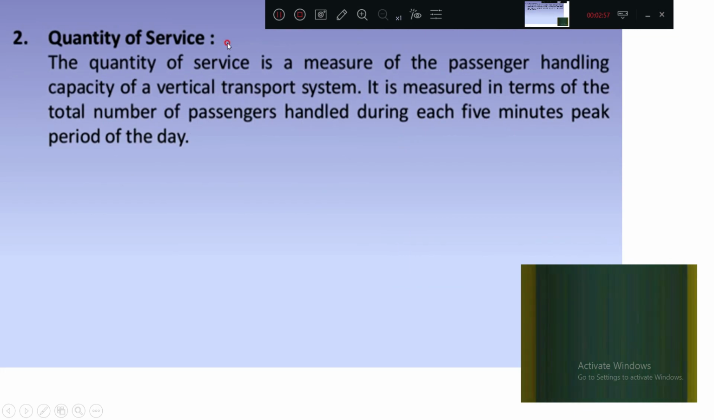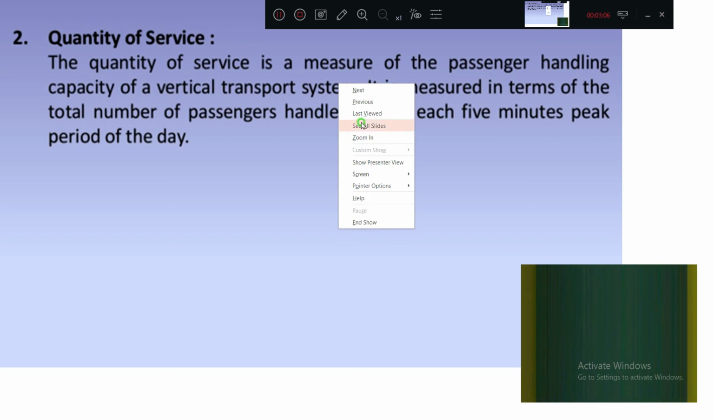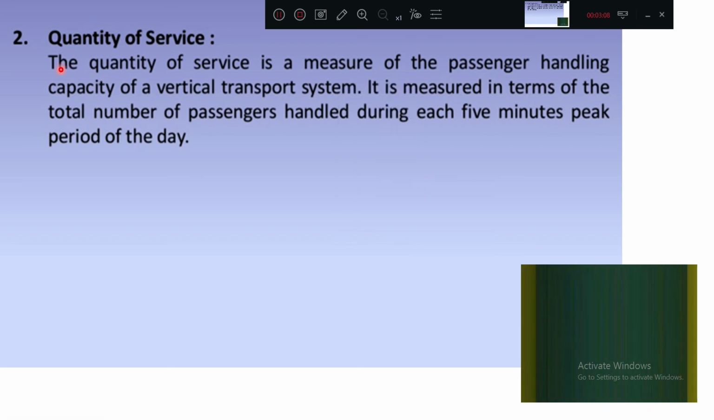Okay. Quantity of service we have discussed now. The quantity of service is a measure of passenger handling capacity, how much passengers they are using. It is measured in terms of the total number of passengers handled during each 5 minutes peak of the period. It's already discussed the peak time for 5 minutes, how many passengers it will transport. That is the quantity of service.